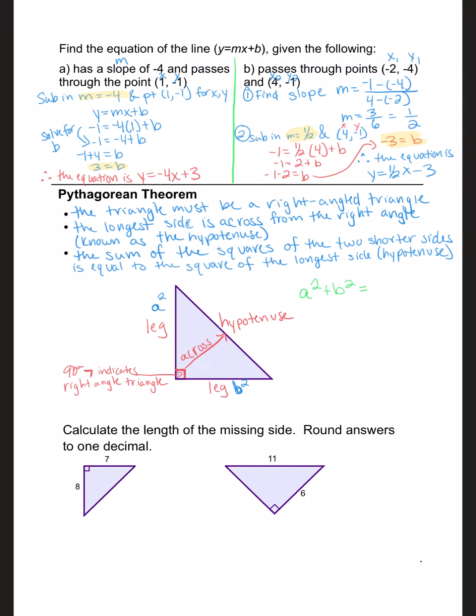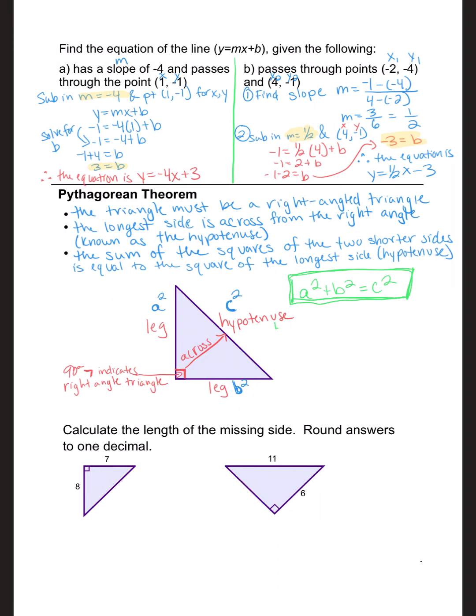So that longest side, which is our hypotenuse, we're going to call that side C. It's going to be equal to the square of that side. So again, I have to square it. So we're going to say a squared plus b squared is going to be equal to c squared. This is our equation for the Pythagorean theorem that we should all get comfortable with. A squared plus b squared equals c squared.